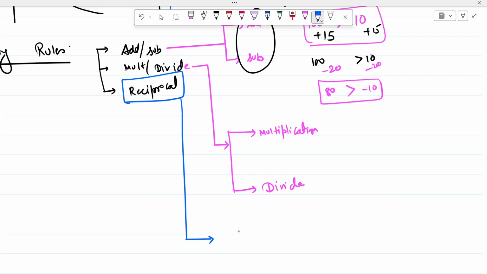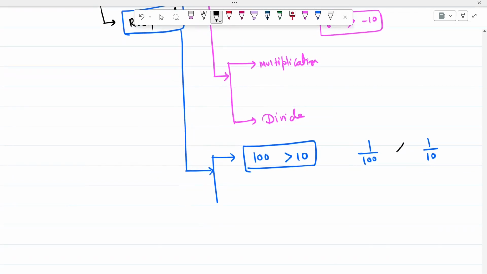Okay, so let us verify this. Suppose 100 is greater than 10. We are doing the reciprocal here, so 1 over 100 and 1 over 10. Do you think that the inequality gets changed? 0.01, yes, the inequality gets changed. So that's why you are correct.